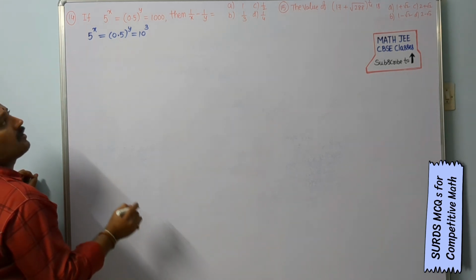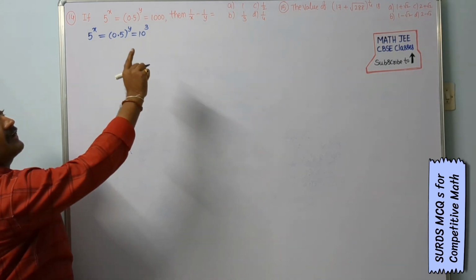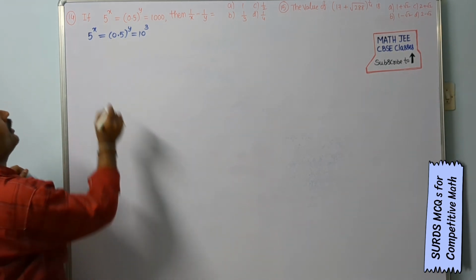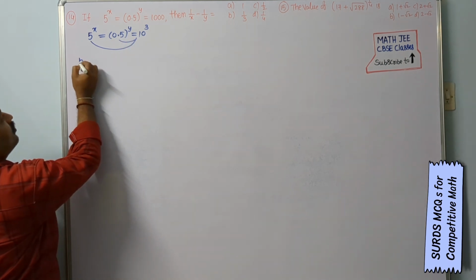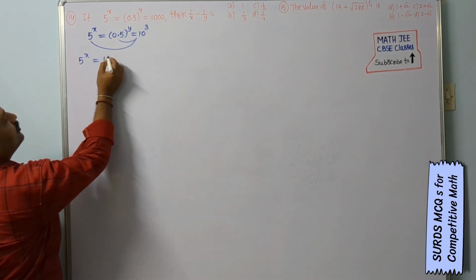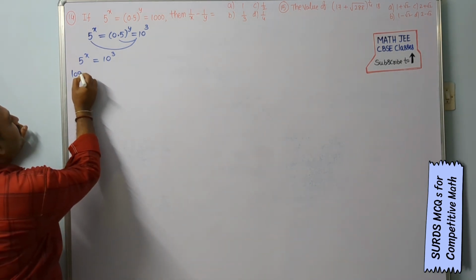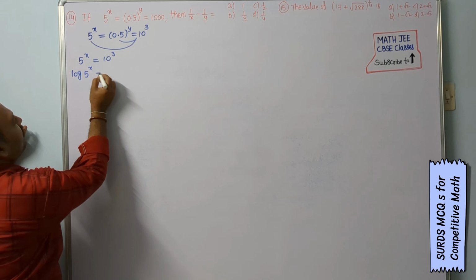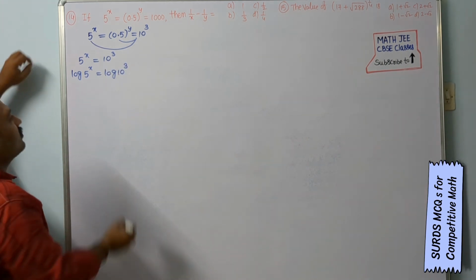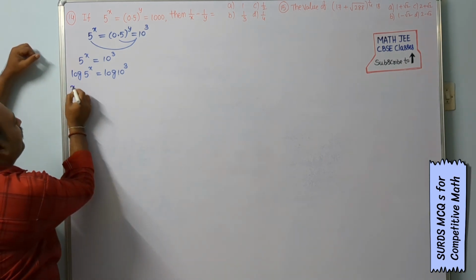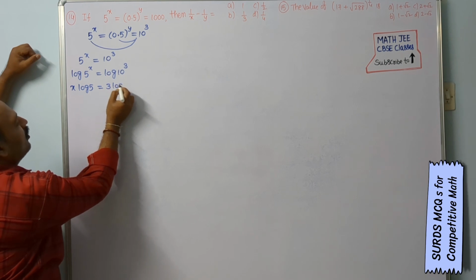First, I want to write the value of 1 by x and 1 by y. How to write the x value and y value? Equating these two, 5 power x is equal to 10 power 3. Taking log on both sides, log 5 power x is equal to log 10 power 3. So log 5 power x means x into log 5 is equal to 3 into log 10.